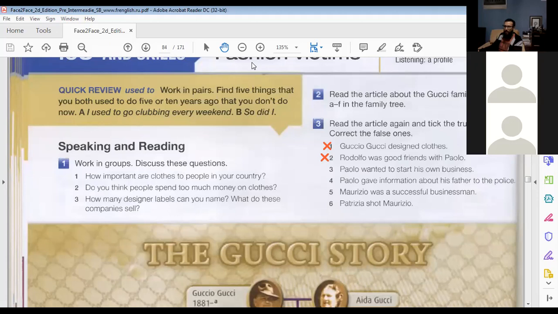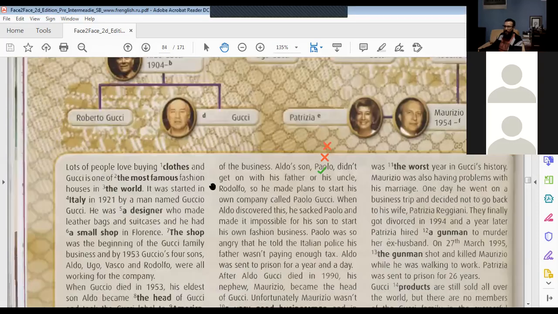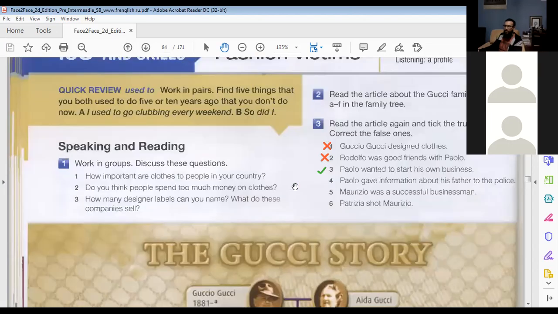Okay, what about number four? Paolo gave information about his father to the police. Yes, true. This is actually true. He hated his father so much that he told the police his father wasn't paying enough tax. So it's true.